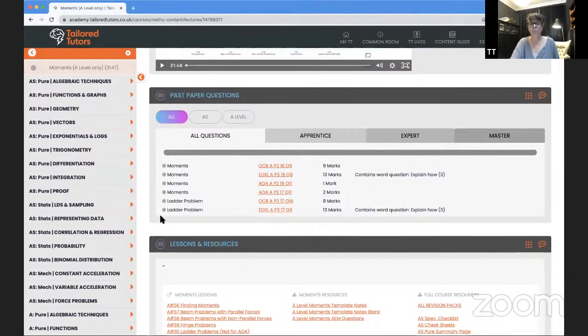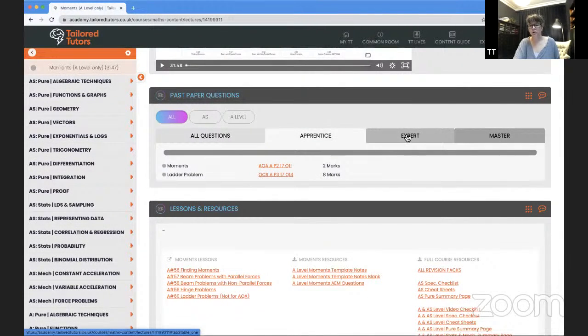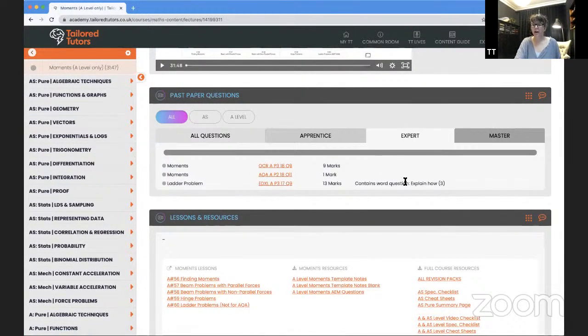You'll see from your traffic lights which ones you've done and not done. You can choose to do an apprentice one or an expert one or a master one, and then you go in, set your timer and just work on questions until that timer goes. When the timer goes, you've succeeded in your action hour. It's not task based, it's time and focus based. 1 minute a mark exactly.